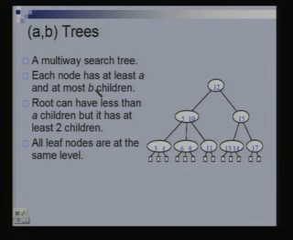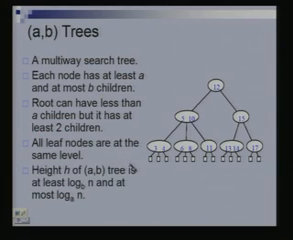Again, all leaf nodes are at the same level, and the height. So, what is the height of an AB tree now? We have seen this before. Log n to the base B is the minimum height, and log n to the base A is the maximum height. The maximum height would be when the root has 2 children and everyone else has A children. So, there would be a plus 1 here perhaps, but this would be roughly the bounds. And this is an example of a 2-3 tree even. As you can see, every node has at least 2 and at most 3 children.